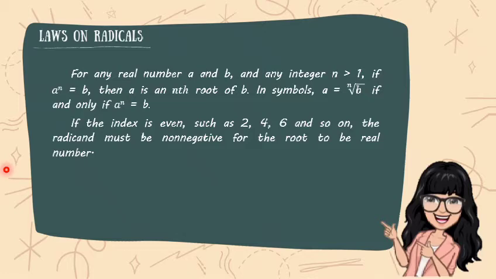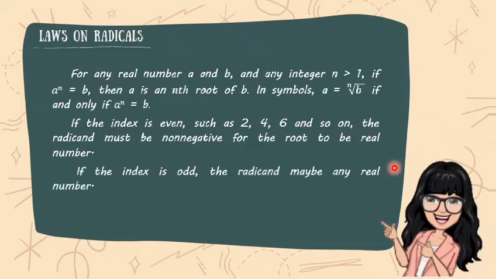So it is very important to take note that if the index is even, your radicand must be a non-negative number in order for us to have a real number. Because if your index is even and your radicand is a negative number, then you will have an imaginary root. Okay? Now, how about if the index is odd? If the index is odd, the radicand may be any real number. So, if your index is odd, you can have a positive number, a negative number, or a 0 as your radicand. You will always have a real number as the root. Okay?